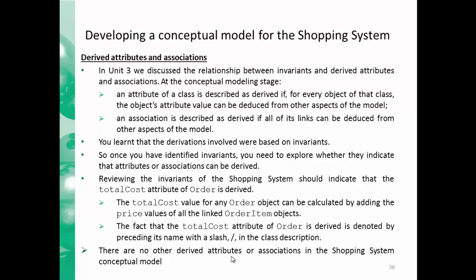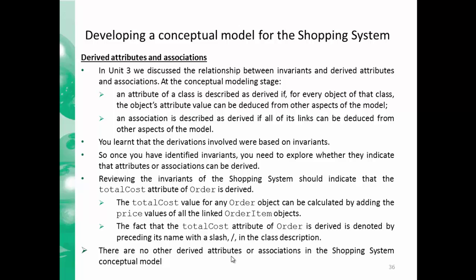Now we need to decide whether we have derived attributes and associations. Again, this was covered in Unit 3, where we made it very clear that an attribute of a class is described as derived if for every object of that class the object's attribute value can be deduced from other aspects of the model. And that's what we have done with the age attribute. We deduced it from the date of birth.